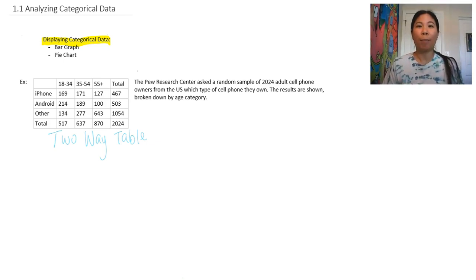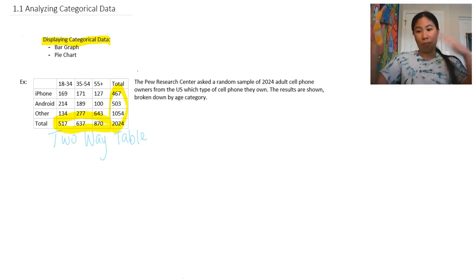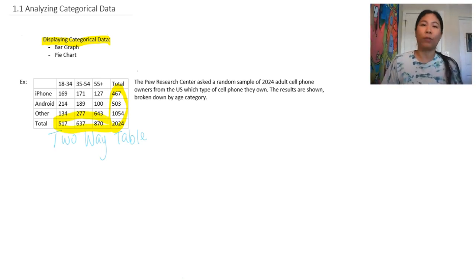With our two-way table, there's a couple things that I wanted to define. First is the marginal distribution. Marginal distribution just talks about anything in the margins. So right here, anything in the margins is kind of like the totals for us. Those are the numbers that we want to focus on when we're talking about overall, just looking at how many total iPhone users there are, or how many total Android users, or how many total 55 plus people there are. That's something that we want to compare sometimes.